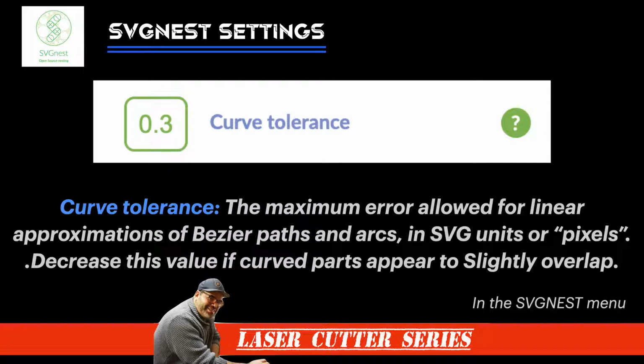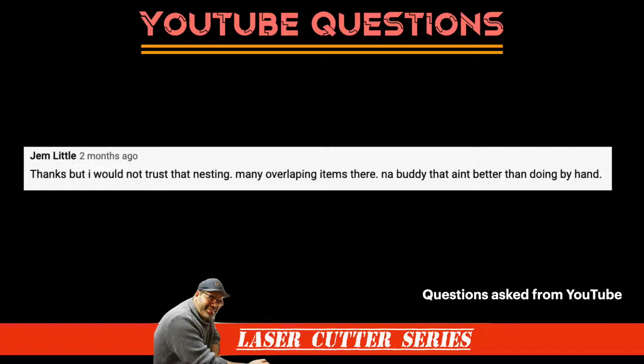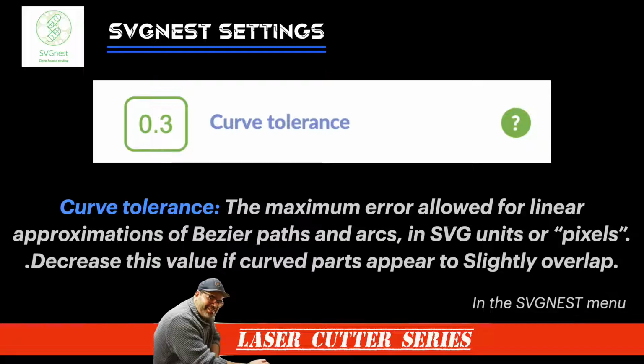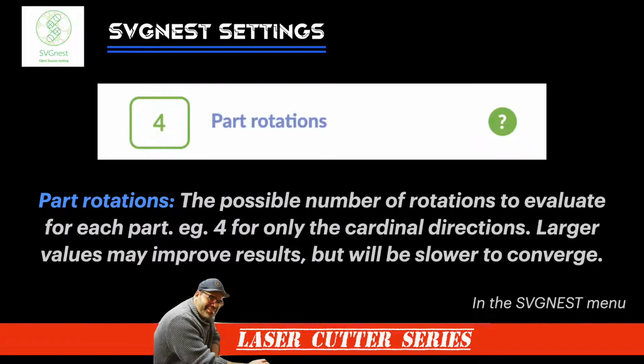I know that there was another question that was asked that I want to bring up, a comment made in the last video, and it was done by Jim Little that said, "Thanks, but I don't trust that nesting. Many overlapped items here. No, I'd rather do it by hand." Now, of course, Jim, you can do whatever you want to do, but setting that tolerance a little higher may actually make things a little easier for you. Just wanted to show you that option. The next one is parts rotation, and we saw that with the design we had before.